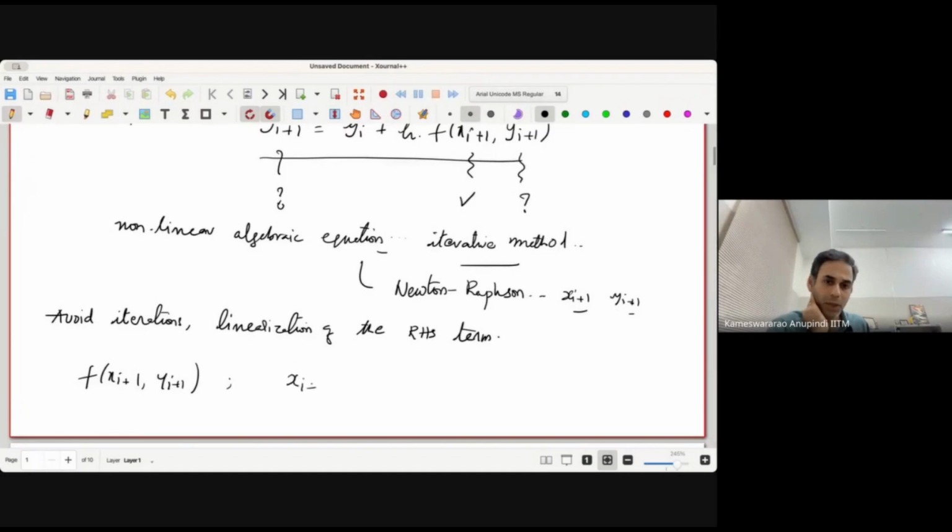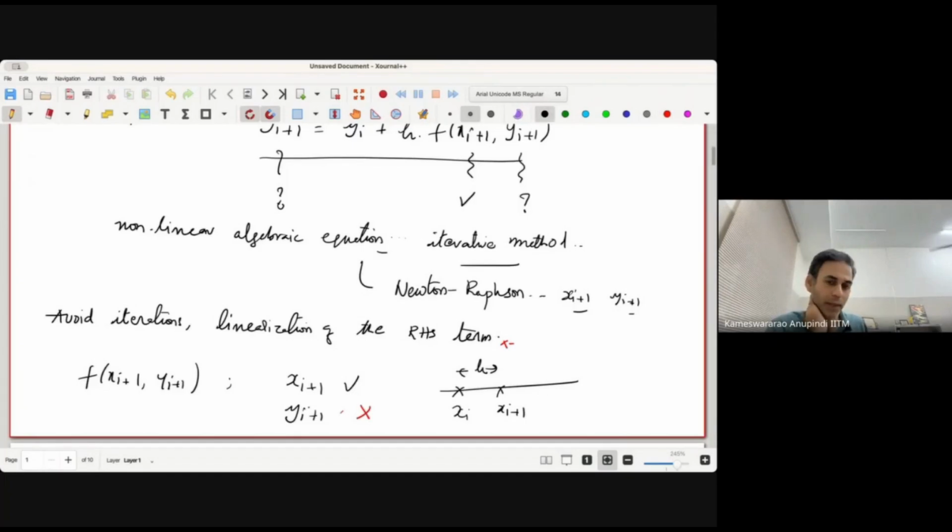that x_{i+1} is not difficult. We already know it because we are going from some x_i to x_{i+1}. This is basically an increment of h. So x_{i+1} is already known. The only difficulty is with y_{i+1}. We don't know the value of the function at x_{i+1}, right? This is the main difficulty because y_{i+1} is not known. So this is what is unknown.